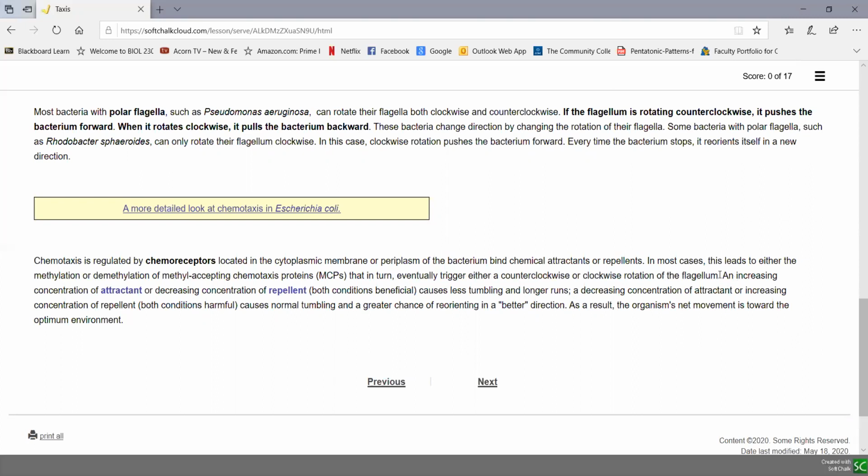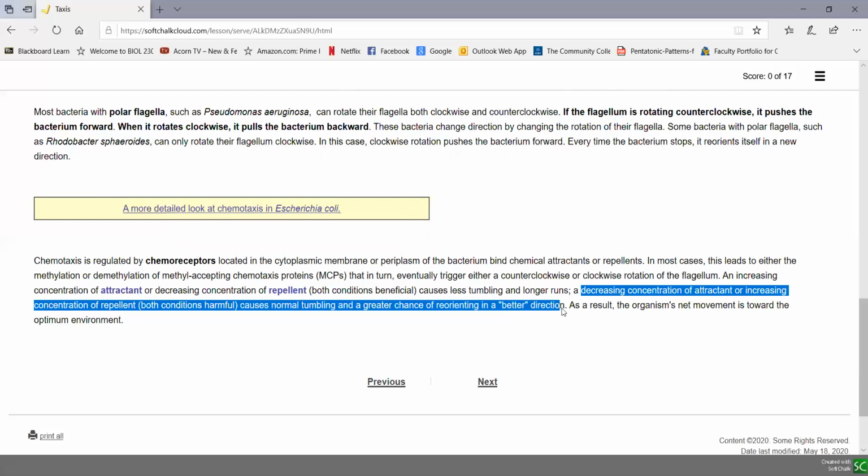So an increasing concentration of an attractant or a decreasing concentration of a repellent, both conditions that would be beneficial, causes less tumbling and longer runs, and that's why the net movement is towards the good environment. And again, a decreasing concentration of attractant going away from something good, or an increasing concentration of repellent going towards something bad, both these are harmful conditions. This causes tumbling and a greater chance of reorienting in the right direction. So the net movement is towards an optimum environment.